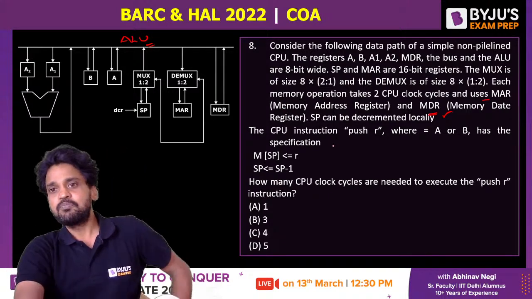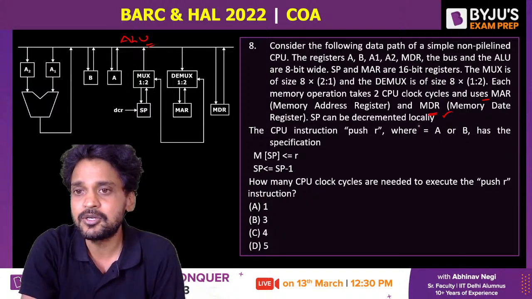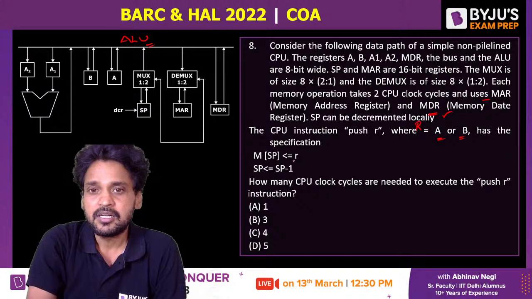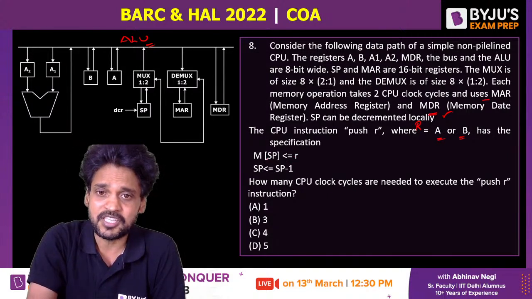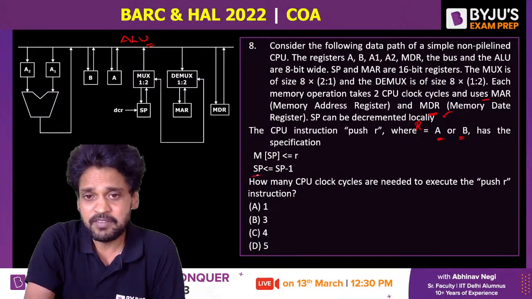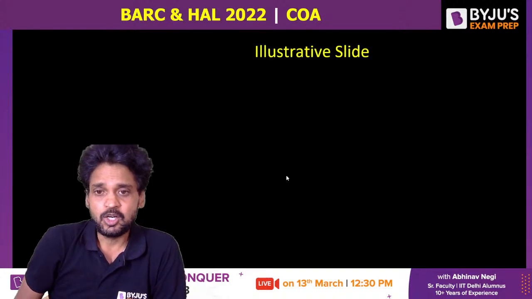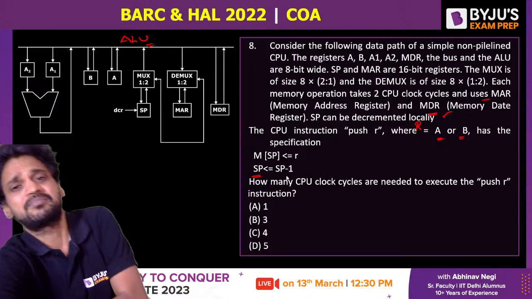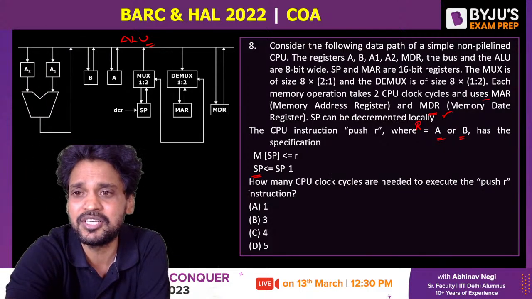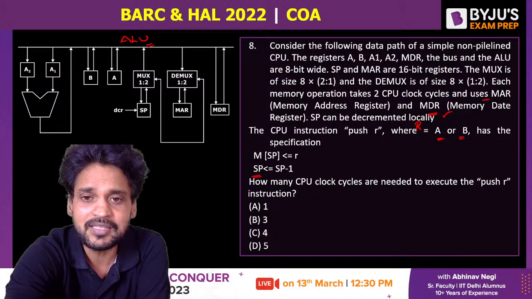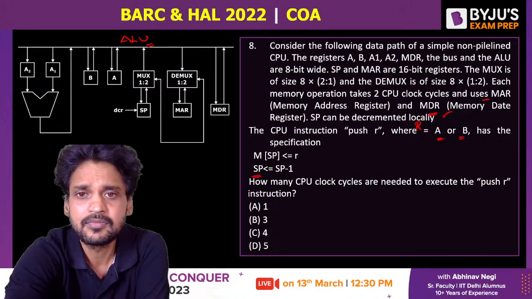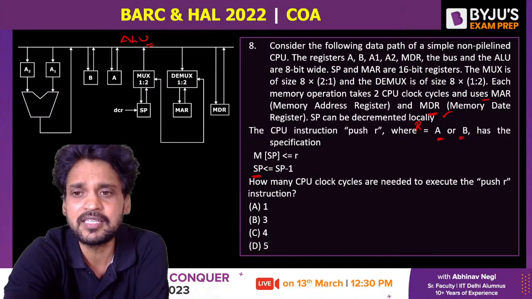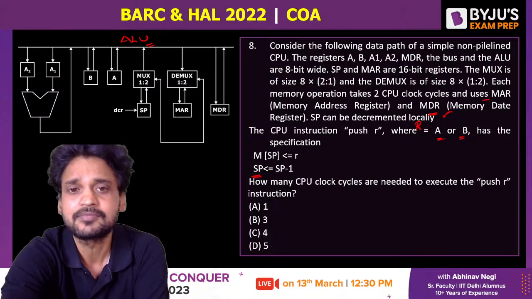The CPU instruction push R, where R is equal to A or B, has a specification: the R value will get transferred to memory of SP, and SP will be updated with SP minus 1. How many CPU cycles? How many CPU clock cycles are needed to execute the push R instruction? Options 1, 3, 4, 5. What is the option?